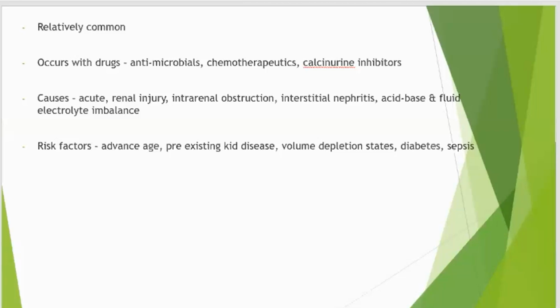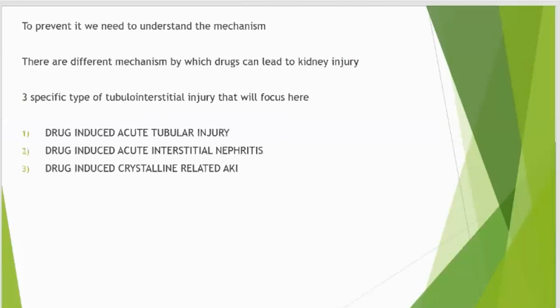The most commonly affected patients are those who have volume depletion, diabetes, congestive heart failure, advanced age, pre-existing kidney disease, or sepsis. It usually occurs with drugs like antimicrobials, chemotherapeutics, and calcineurin inhibitors. In order to prevent drug-induced acute kidney injury, we need to understand the mechanism by which the drug causes it. There are different mechanisms by which drugs can cause injury, of which we will focus on three here, which include drug-induced acute tubular injury, drug-induced acute interstitial nephritis, and drug-induced crystal-related acute kidney injury.